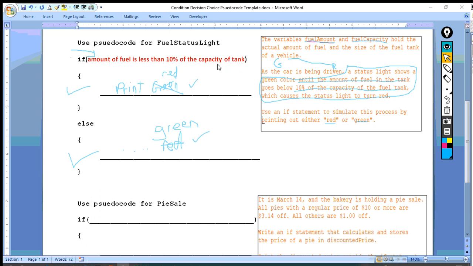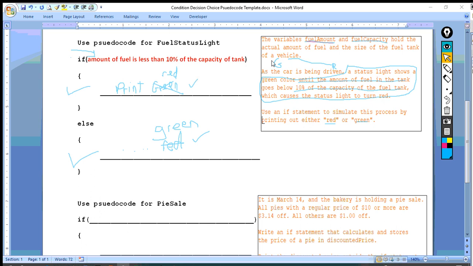Now, if you were to write something like this, this would indicate that you understand the problem that's trying to be solved. So if the amount of fuel is less than 10% of the capacity of the tank, so when you fill it up, of course, it's going to be at 100%. But when it gets to 10% or less than 10%, then we want the status light to turn red. So we're going to print red. Otherwise, we're going to print green. All right, so that's how this works.